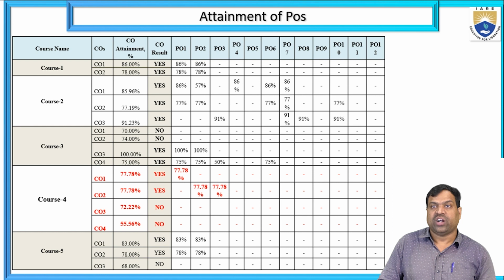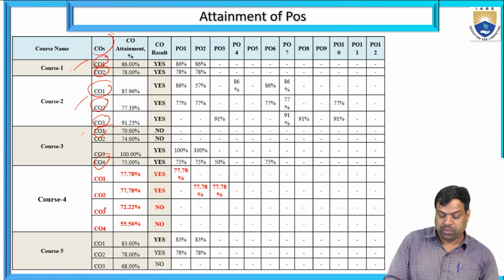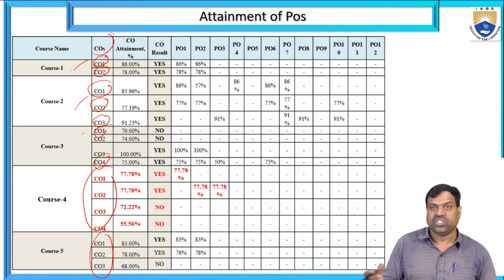Okay, it is the attainment of POs. I am taking one course, 1, 2, 3, 4, 5. In this course, CO1 and CO2 are mapped to the exam in that particular mid exam. Here 3 COs are mapping, here 4 COs are mapping, here 4 COs are mapping, here 3 COs are mapping. Depending on the course, the mapping of the COs may be changed.